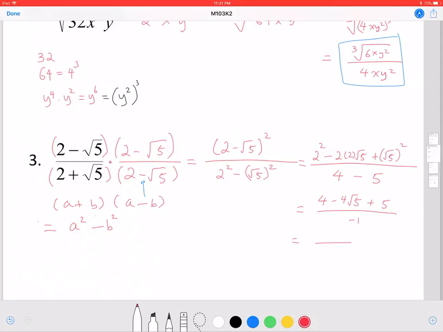Okay, and let me just write this as 9 minus 4 square root of 5 over minus 1. Of course, having minus 1 in the denominator is nothing more than multiplying the whole thing by negative 1. So my final answer is negative 9 plus 4 square root of 5.